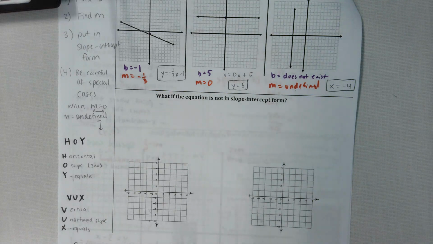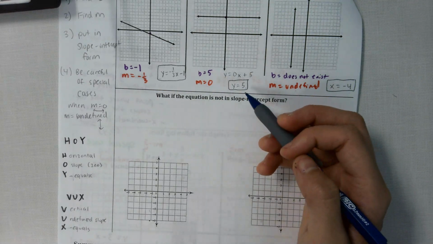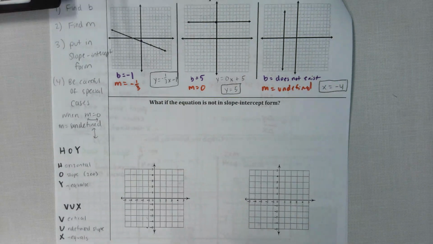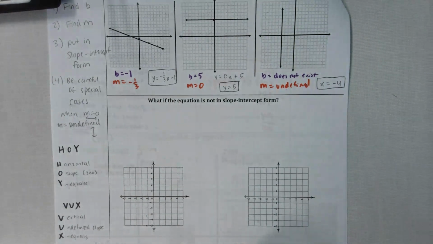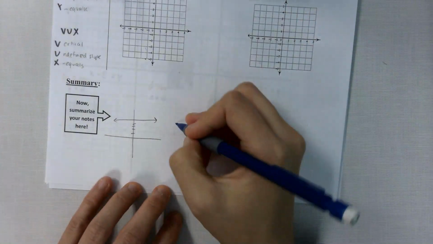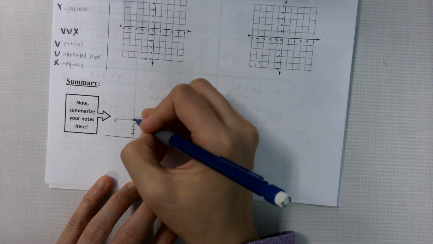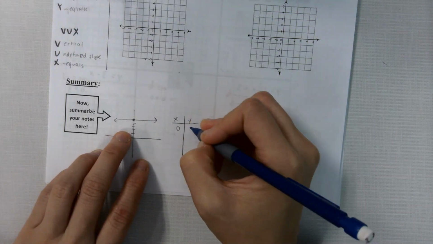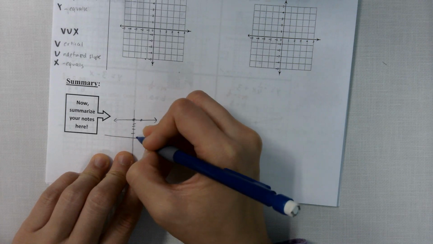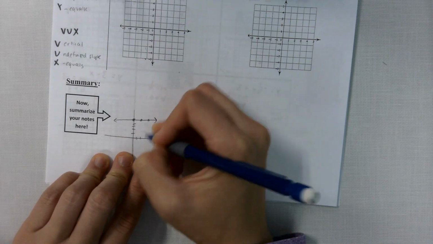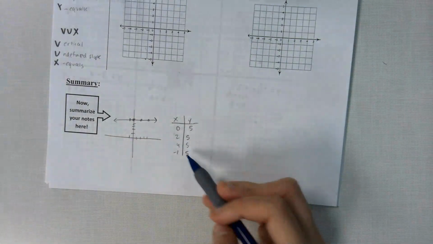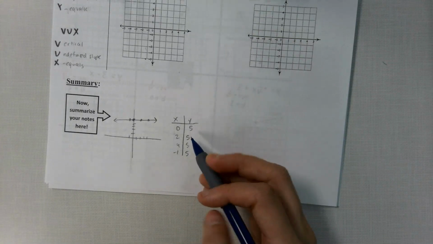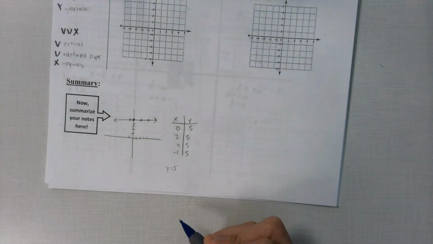What I like to do when I'm stuck is create an XY table, right? So if I'm looking at this graph right here, 1, 2, 3, 4, 5, I'm going to create an XY table for myself. I'm just going to pick this point, so that is 0, 5. This point over here is 2, 5, 4, 5, negative 1, 5. And I just look at this equation and I'm like, okay, no matter what, y is equaling 5. So y equals 5. There's a few different ways to do it.